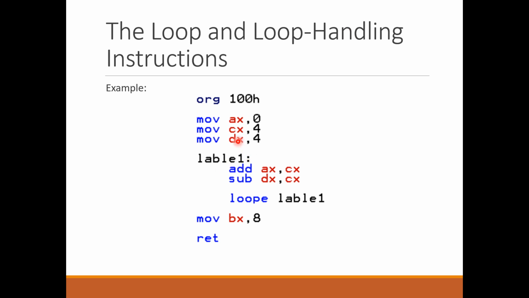In this example we are going to evaluate loope, loop if equal, or loop if the cx is not 0 and the zero flag is 1. So we are saying ax equals 0, cx 4 and dx 4. Let's go. It comes to the label, add ax and cx. So ax is going to be 4 because we are going to add it with the cx, and the result is going to be stored inside the destination.